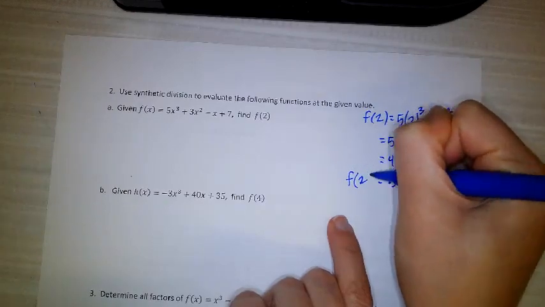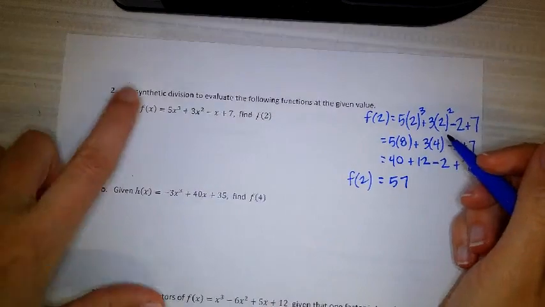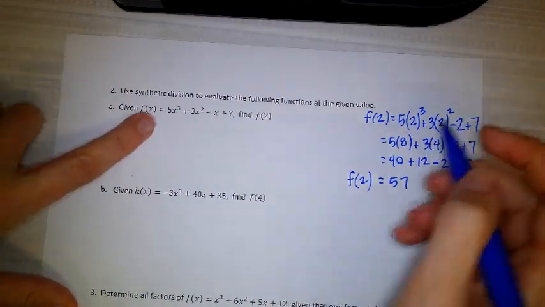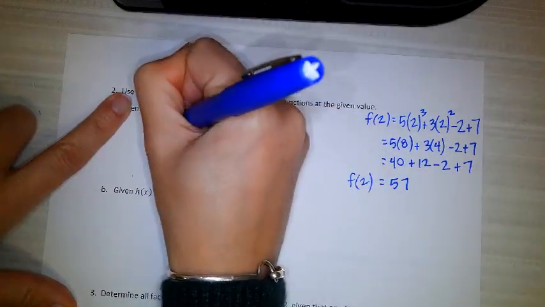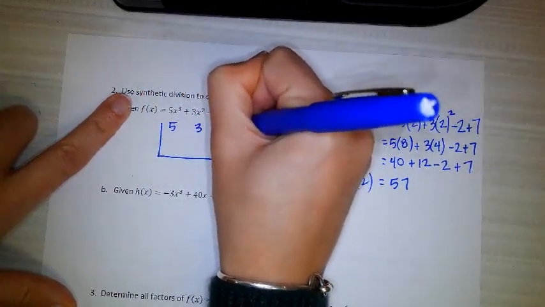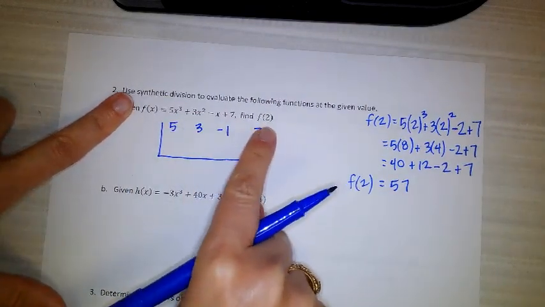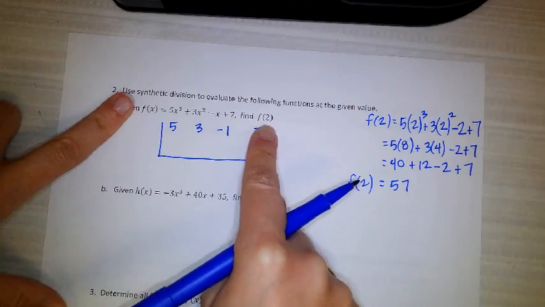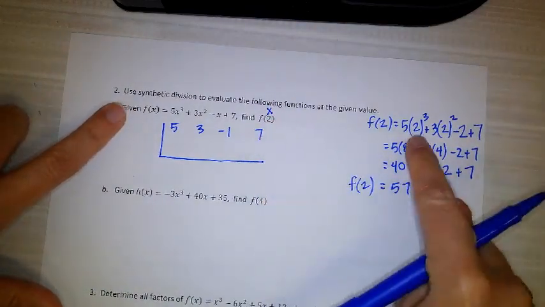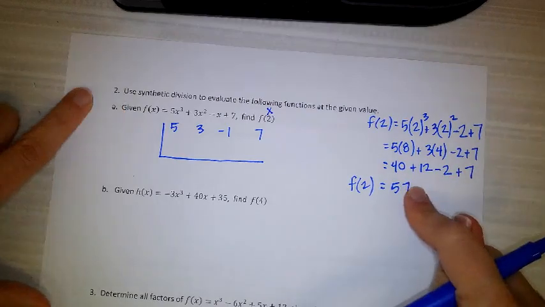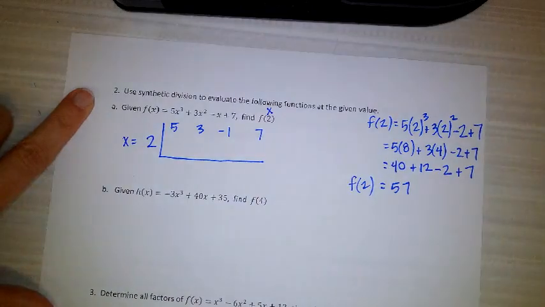Okay, well, what I want us to do, we're going to do synthetic division with this problem. 5, 3, negative 1, 7, none of the terms are missing here. And then think about, I'm not giving you a factor here, I'm giving you an actual x value of 2 that you would have plugged in for x in algebra 1. So I'm going to say x I know is 2. Let's do synthetic division and see where we find this 57.